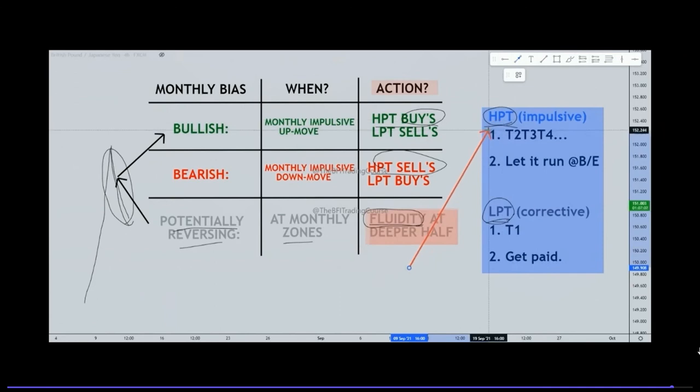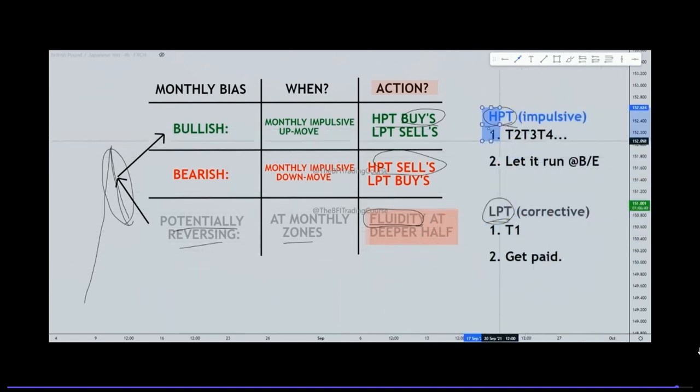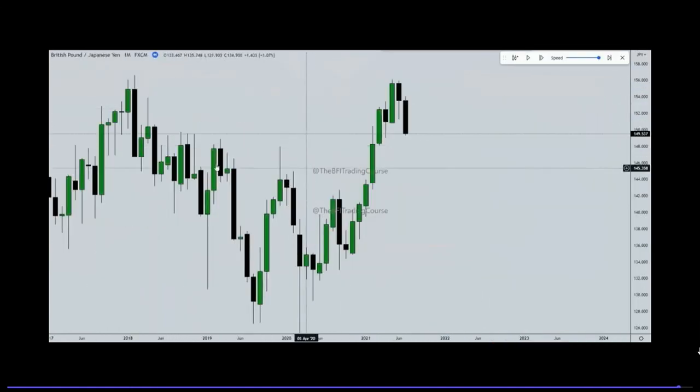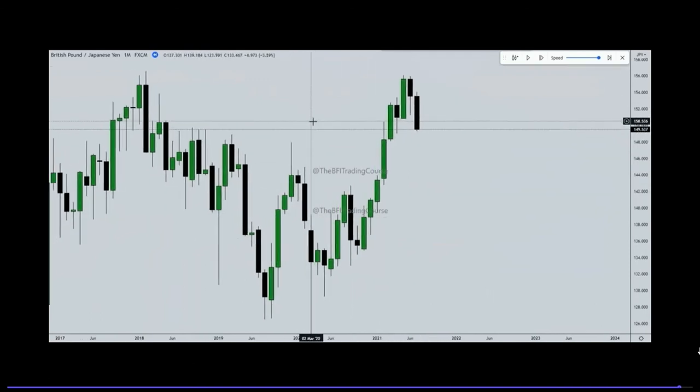Otherwise emotions will get involved, and on the higher probability stuff, you're going to do the opposite of what you should. You're going to close half, or you're going to get paid so quick. And on the low probability stuff, you may start hoping and praying. Take advantage of the probabilities. Do what usually happens, okay? But get the monthly bias right, and most of your job is over, okay? Monthly bias, fluidity on it, the probabilities of the trades.